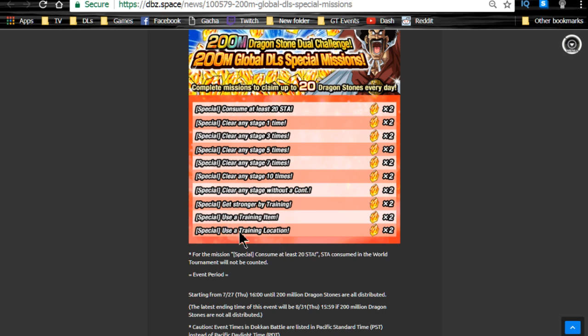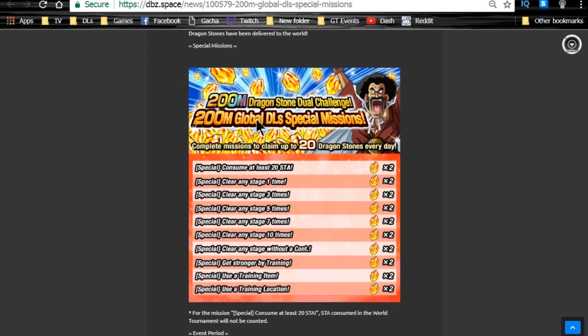And then the last 3, get stronger by training, use a training item at a training location. So you get 2 Dragonstones per mission reward. So that's freaking awesome. That's about 20 total. Now, this specifically, we have 200 million Dragonstones total between both versions.